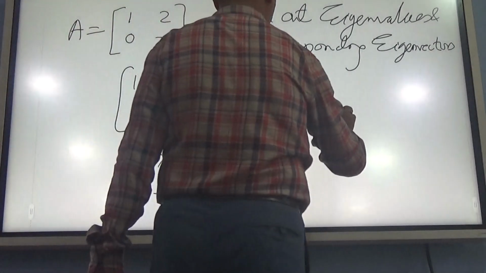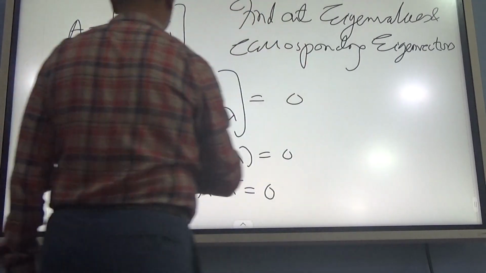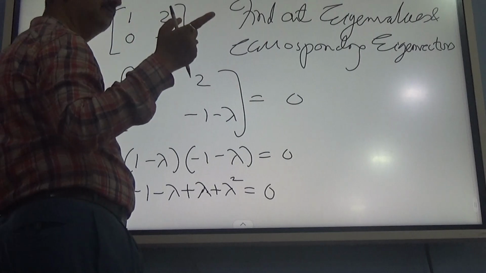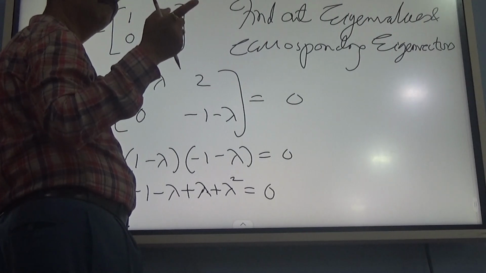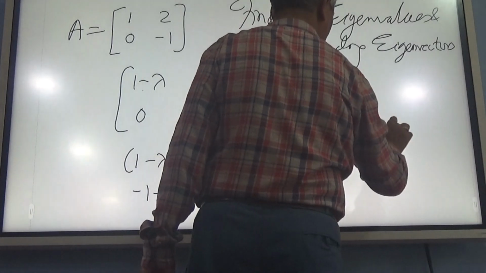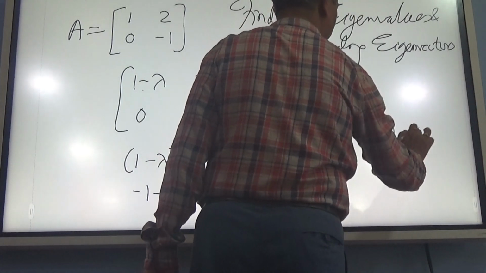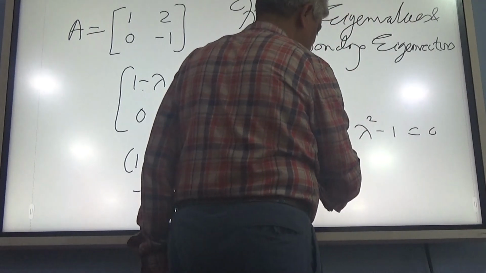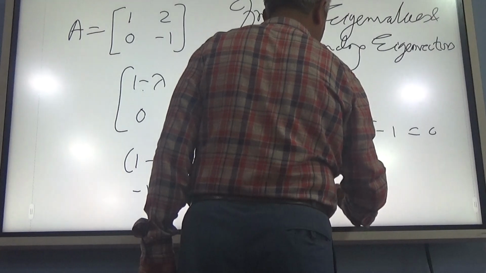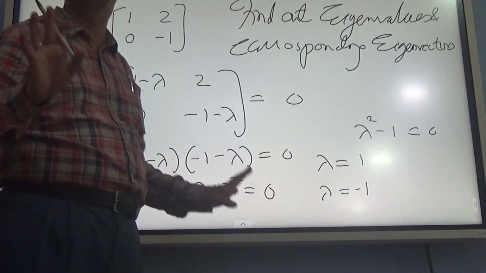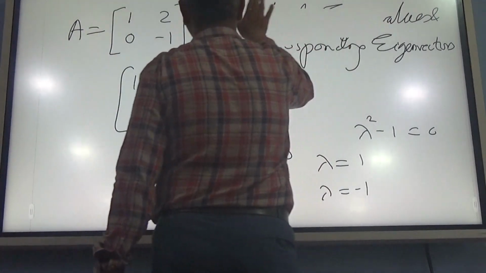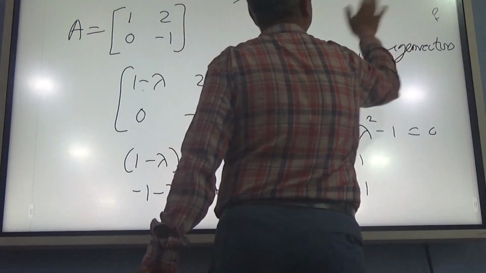It is already solved. Sir, the question is already solved. We get lambda equals 1 and minus 1. So lambda square minus 1 equal to 0, right? So lambda is plus 1, and lambda is minus 1. These are the two answers. Now for lambda equal to 1, what do we get?